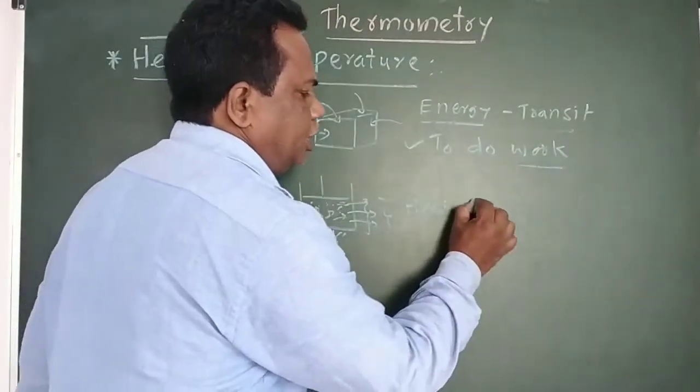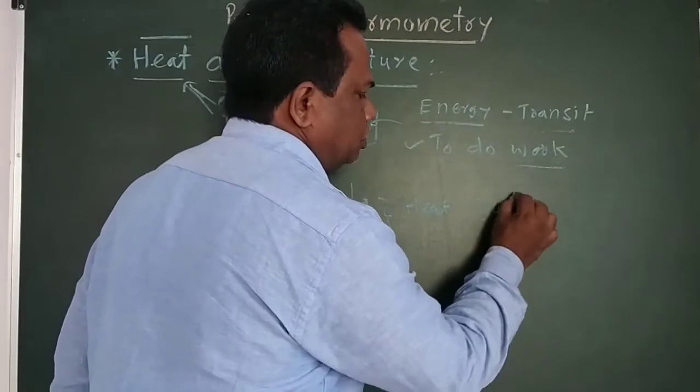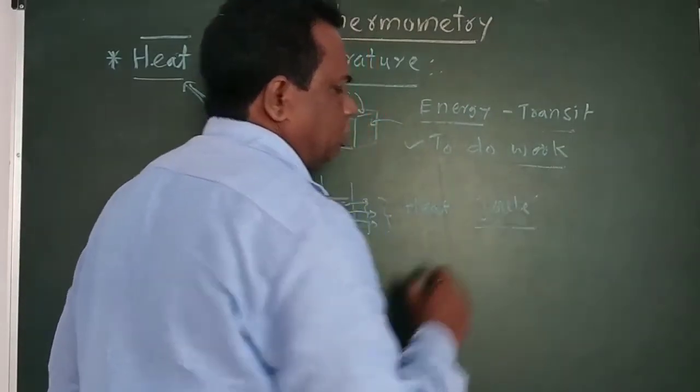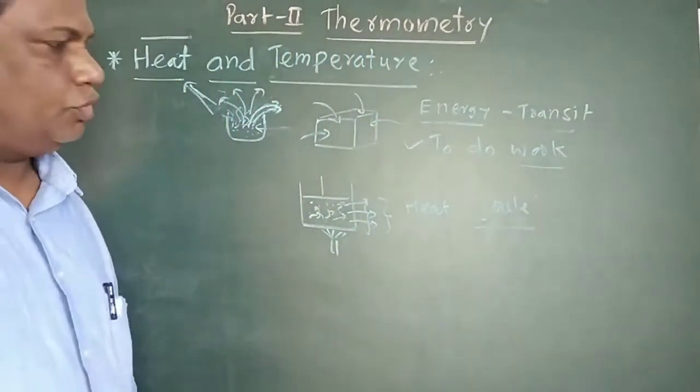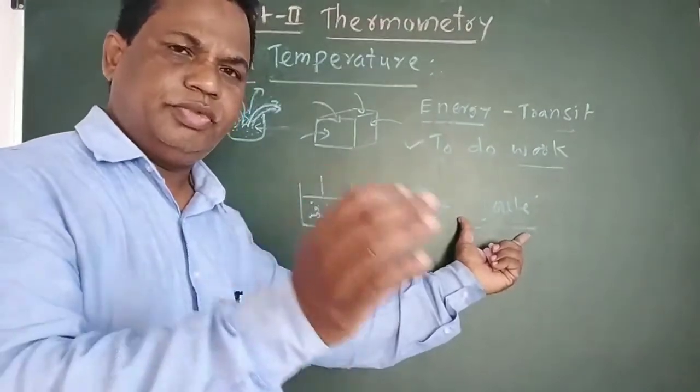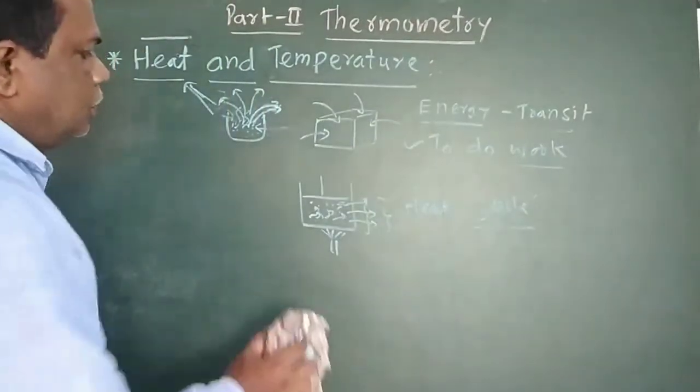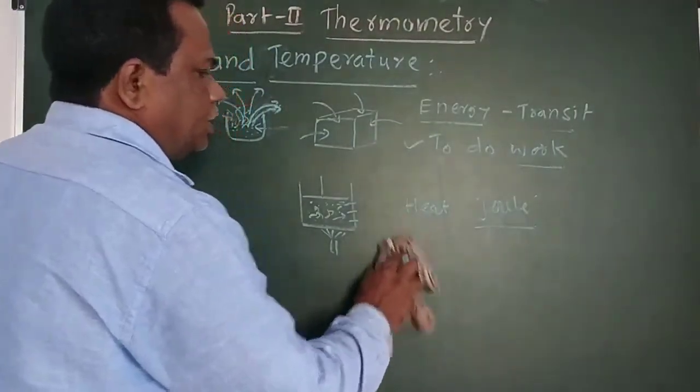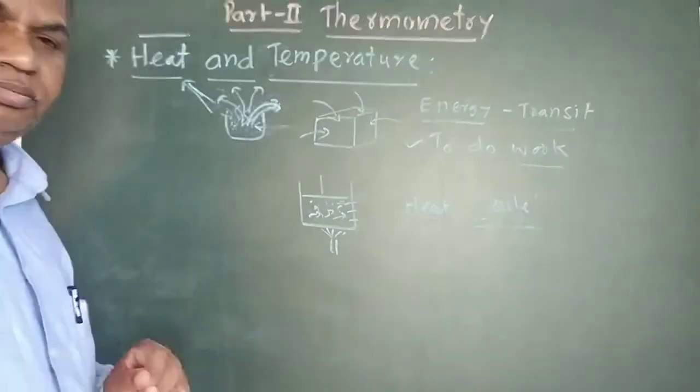Heat is measured in terms of joule. The measurement of heat is joule. Isn't it? So joule is a measurement of heat. Now, what is the difference between heat and temperature?